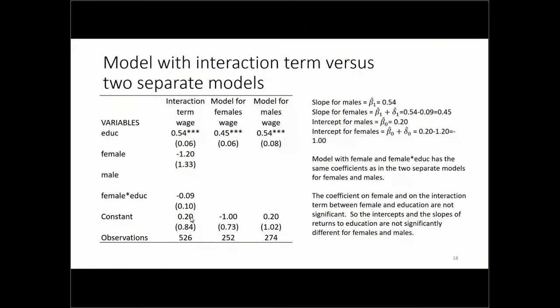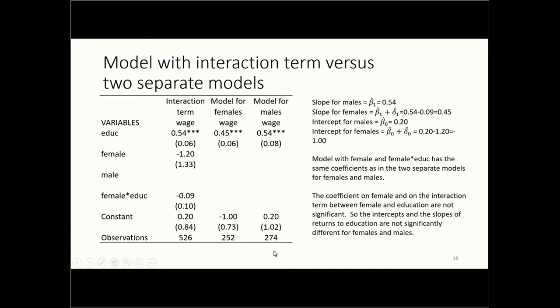Now, instead of estimating one model that has female included here as an independent variable, and also the interaction of female and education, we can basically just estimate two separate models. One of them, if we just have the females, one of them, if we just have the males. And again, we can include female or female times education in this model because here all the females are equal to one, here all the females are equal to zero. So notice also that the sample size got split into the females and the males. So two separate models for females and males.